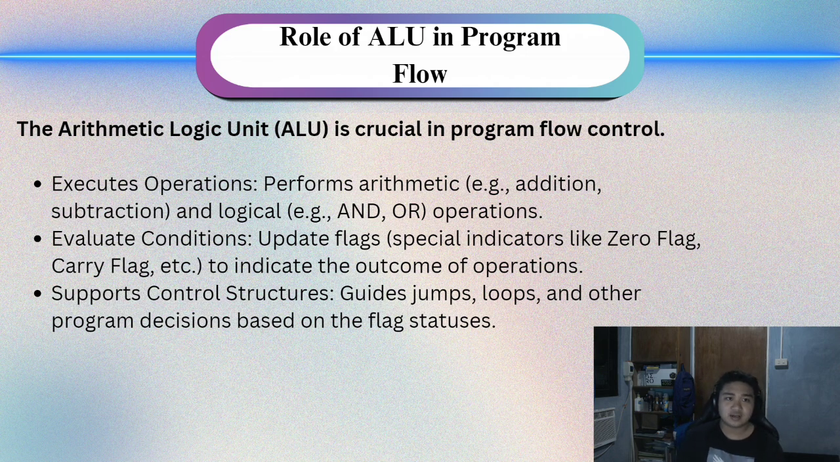The role of the ALU in program flow: the arithmetic logic unit is crucial in program flow control. It executes operations, performs arithmetic like addition and subtraction, and logical operations like AND and OR. It evaluates conditions, like updating flags, special indicators like the zero flag and carry flag, to indicate the outcome of operations. It supports control structures, such as jumps, loops, and other program decisions based on the flag statuses.